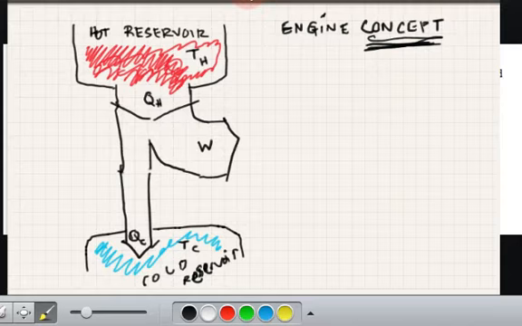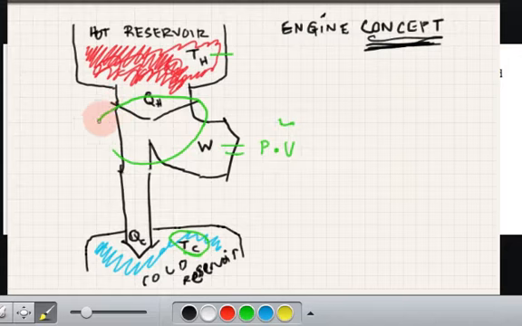TH, and then you have a cold reservoir at some temperature TC, and you extract heat from the hot reservoir, and you use that heat usually to cause some sort of gas to expand, and by expanding it does work. So pressure times volume, PV, produces work, and you want to extract as much work as possible, but there's always some waste that's rejected to the cold temperature.